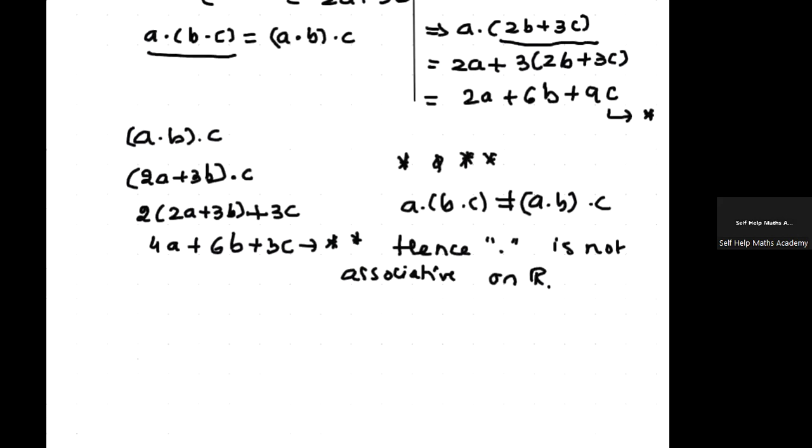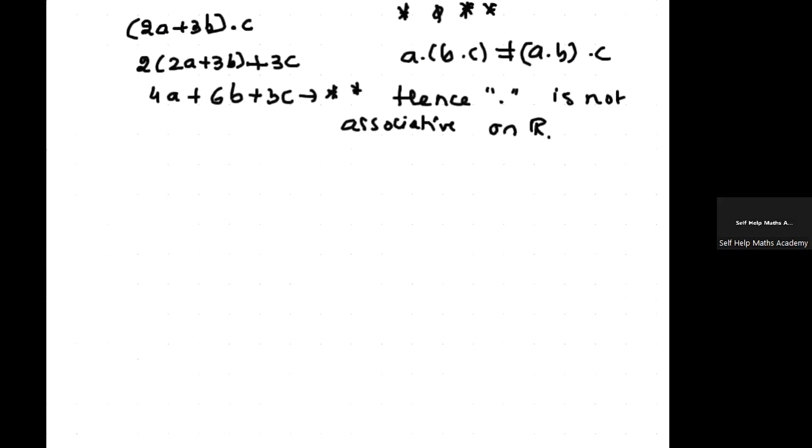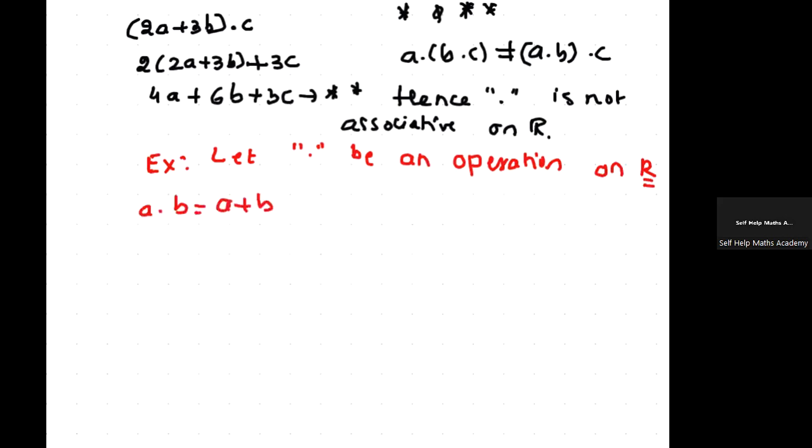So let me take another example now, where we will be talking about, say, the binary operation. So suppose, for example, I take, let dot be an operation. This is an operation on the set R of real numbers. Then it is defined as A dot B equal to A plus B minus 3. This is valid for all A, B belongs to R.